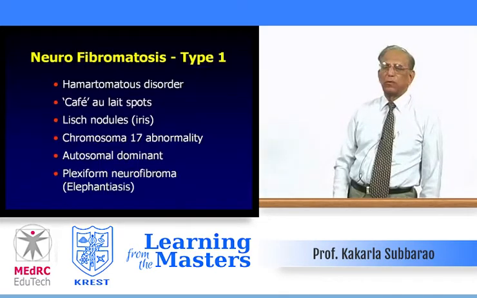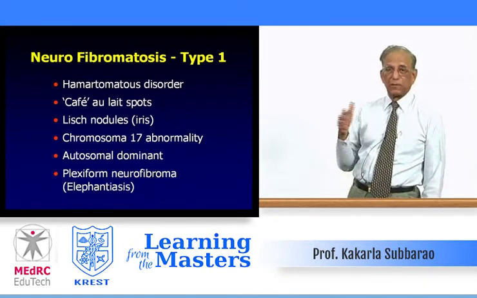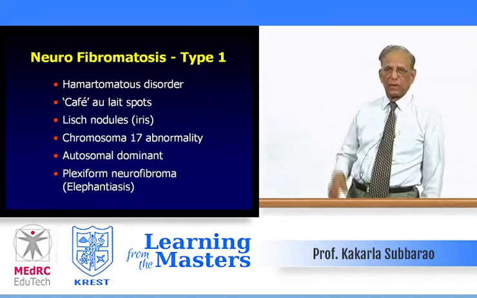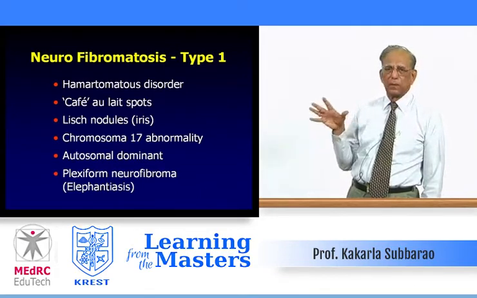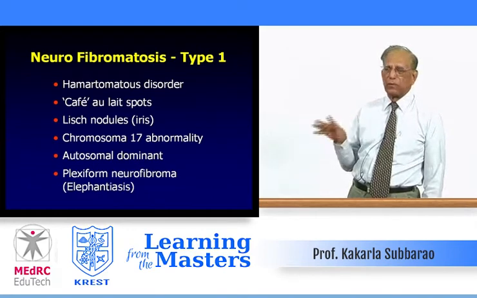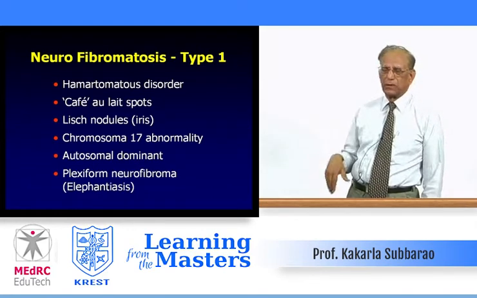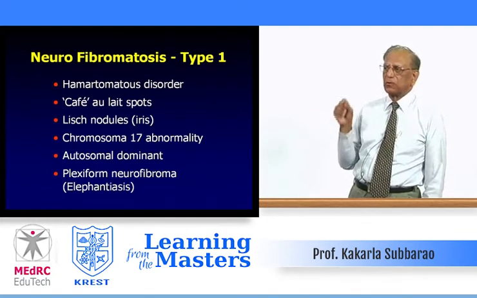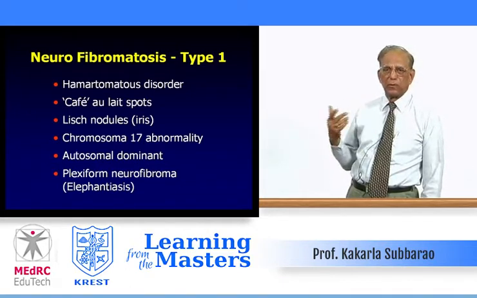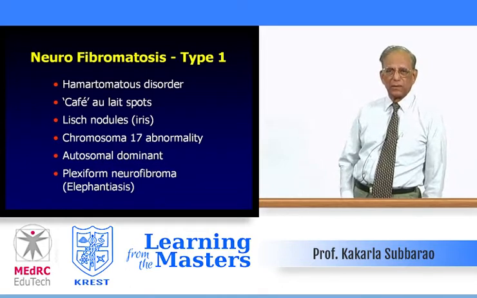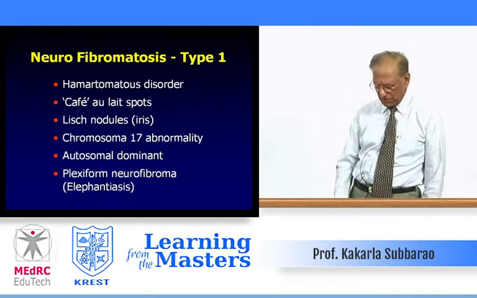Now we come to neurofibromatosis. There are three types, type 1, type 2, and type 3 also of late they have described, but we are interested in type 1. It is supposed to be a hamartomatous disorder, one of the common types in phakomatosis. Café-au-lait spots on the skin, Lisch nodules in the iris, chromosome 17 abnormality, it is autosomal dominant. Plexiform type of neurofibroma producing elephantiasis type of soft tissue changes may be noted.